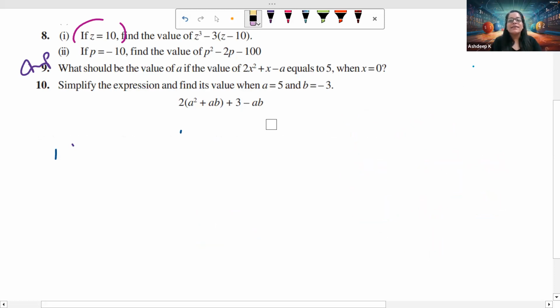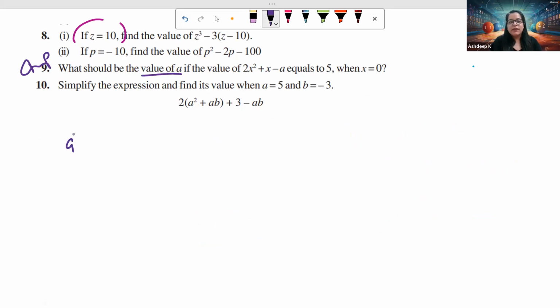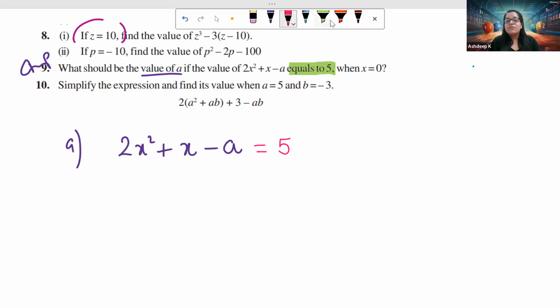In question number 9, it states, what should be the value of a if the value of the expression, okay, we have an expression here that is 2x square plus x minus a, and as far as the question is concerned, it is given that the value of 2x square plus x minus a is equal to 5. So we'll simply put the expression equal to 5. Now, one more condition that is given to us is that the value of x is equal to 0.